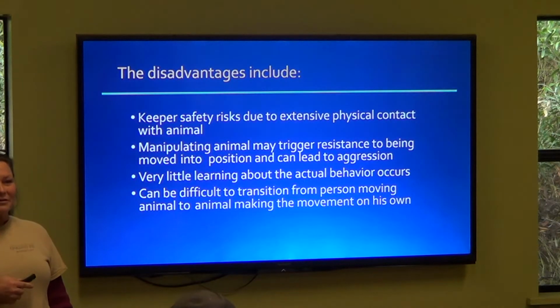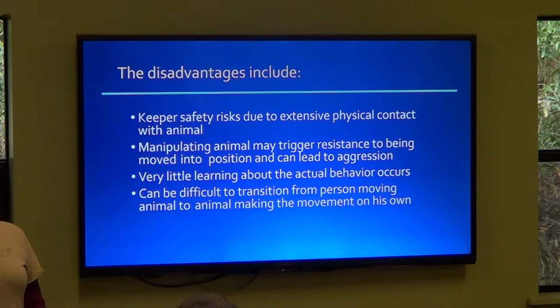I think I said a couple of these, the risks that are involved with this technique are the animals really not learning to make the move. You, as the person who's manipulating the animal, may be at risk if they decide they don't like that manipulation and they turn around and tag you somehow. So there are some risks associated with that.